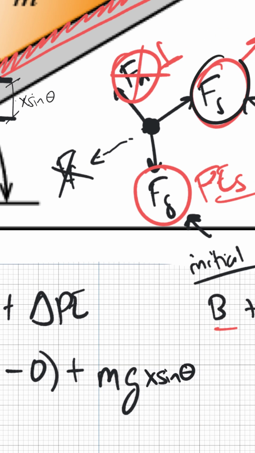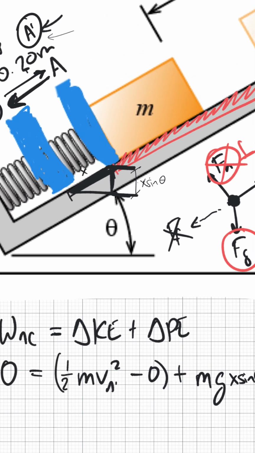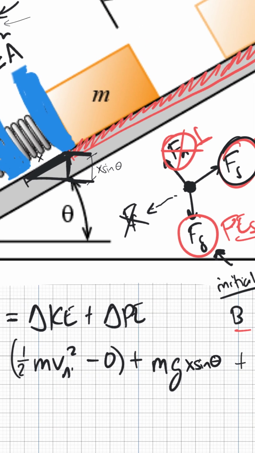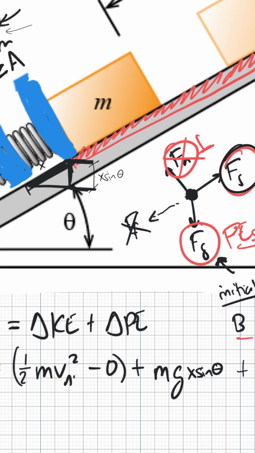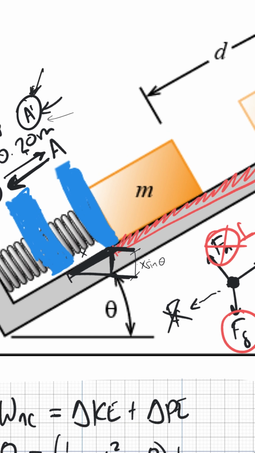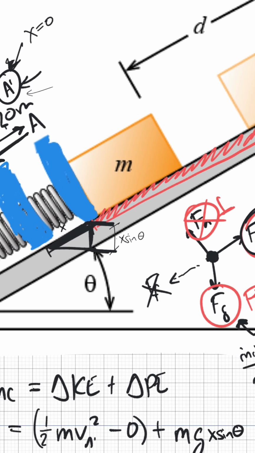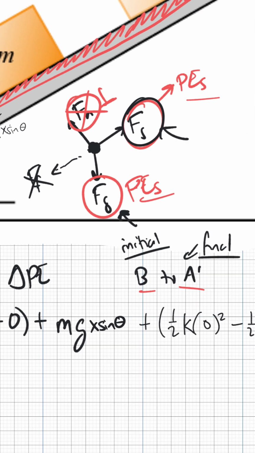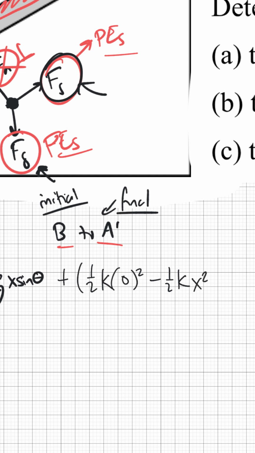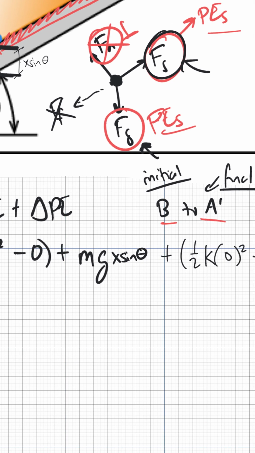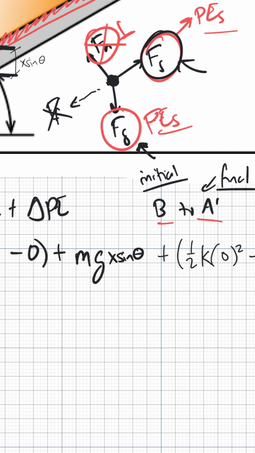And now we've got to do the potential energy due to the spring. We know it's going to be plus 1/2 k. Now the final is here, where the spring is now relaxed, so x equals 0 there. So 0 squared minus 1/2 k. And the initial is when x is 0.20 meters, so we'll just put in x squared. Okay, so that is our ginormous equation to figure out this first bit.